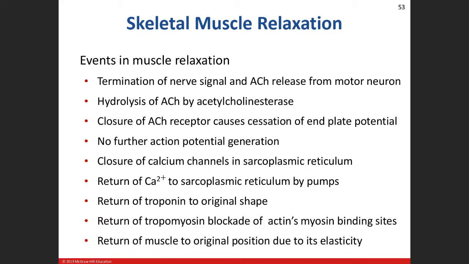One, how about if we prevent the release of the neurotransmitter? Let's get rid of acetylcholine. Let's stop releasing that at the neuromuscular junction. Now we never get an EPP, then we never get a muscle action potential, and calcium never gets released from the sarcoplasmic reticulum. Okay?